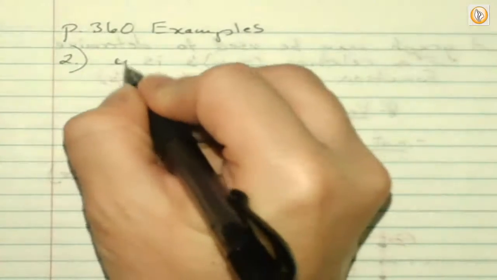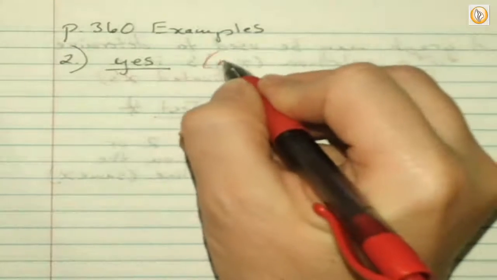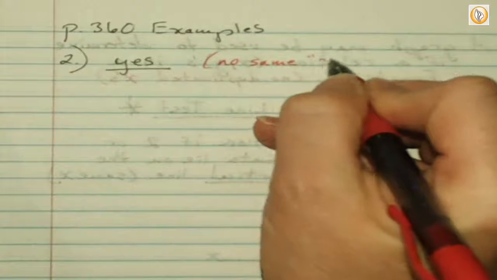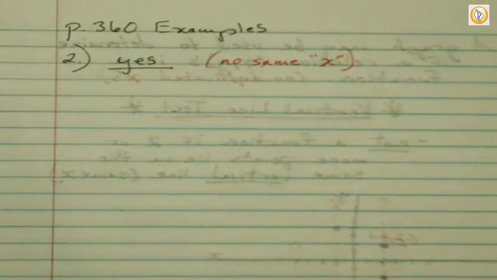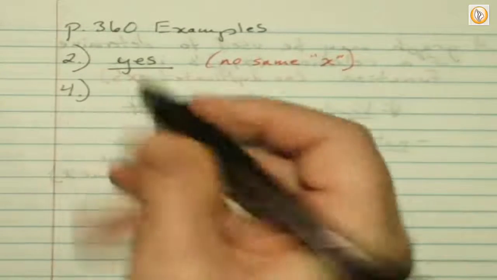So Michael, is that a function just by looking at it? Yes. Why? Because none of them have the same x. No same x. I'm writing this down for your notes, and you are too, but on your homework you don't need to do that. But you are writing it down as well.